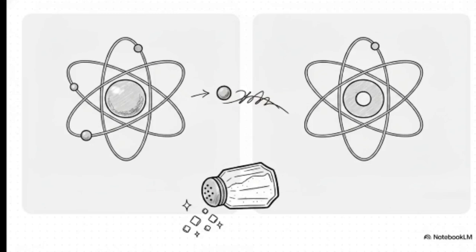Take sodium. It's got just 1 lonely valence electron. Naturally, it's way easier to just lose that 1 than to somehow scavenge 7 more. So it drops the electron. Now it has more positive protons than negative electrons, making it a positive cation.